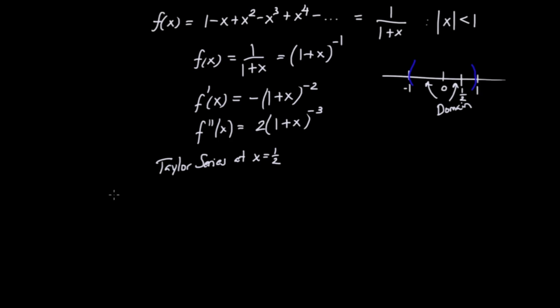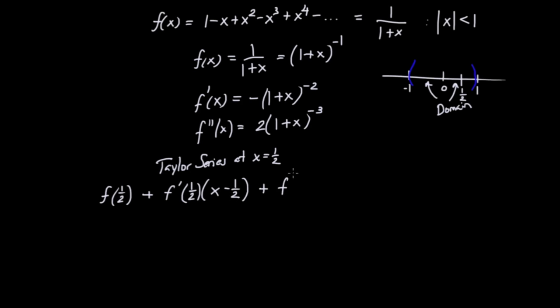So what we're going to do is do precisely that. We're going to write out the Taylor series. So the first term of the Taylor series is going to be f evaluated at 1/2. The next term is going to be f prime at 1/2 times x minus a half. Remember, that's the correction factor we have to add.